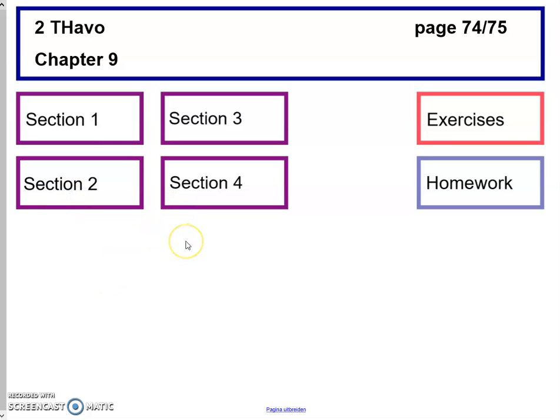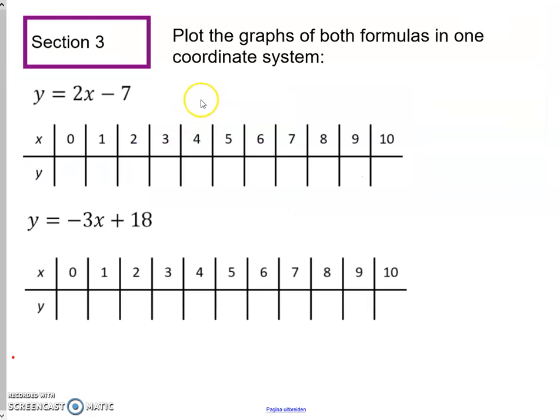In this video, I'm going to talk to you about Section 3. Section 3 is about intersecting lines. In the rest of Chapter 9, until now, we talked about solving equations. And when we look at intersecting lines, you need to be able to solve equations. But before we do that, we're going to look at plotting the graphs of two linear formulas, and we're going to look at the point of intersection.